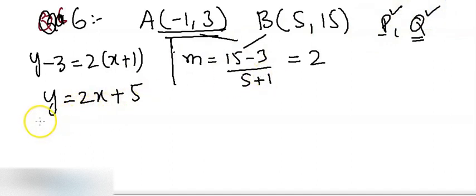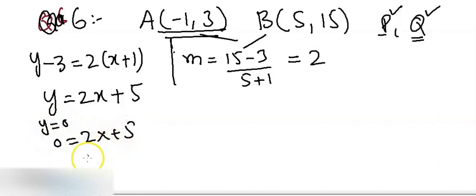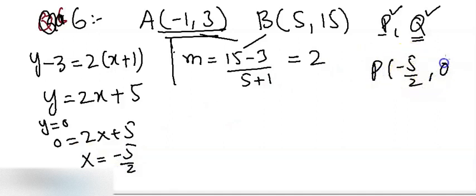So for the x-axis, y must be 0. So you set y to 0 and solve this. So you get x equal to minus 5 over 2. So the point P is minus 5 over 2 comma 0.